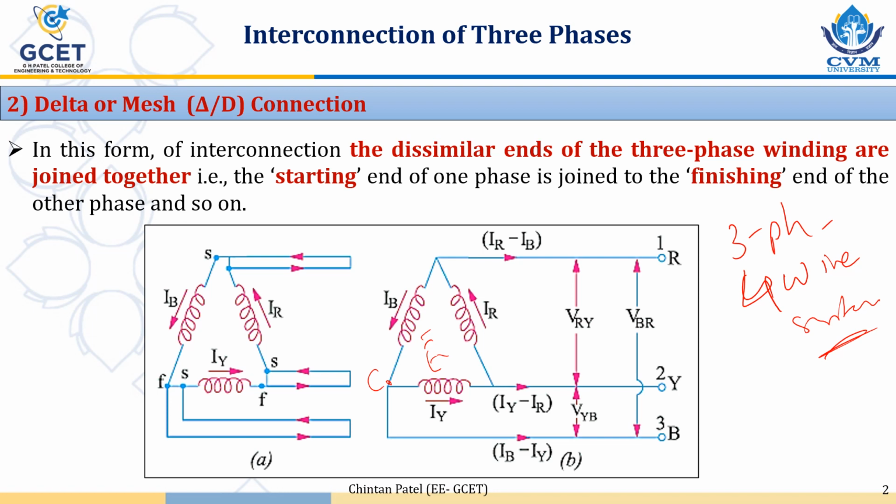And why is it three-phase three-wire system? Because here there isn't any neutral. There isn't any common point where all the three phases are connected. So in delta connection, no neutral point. In the absence of neutral point, it is only three-phase three-wire system. So please remember, star connection is three-phase four-wire system. Delta connection is three-phase three-wire system.